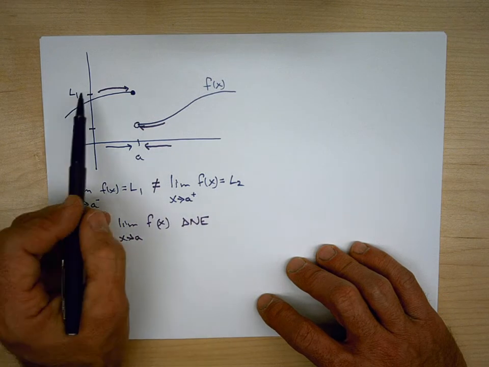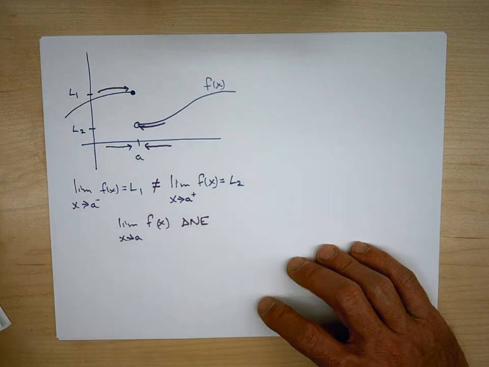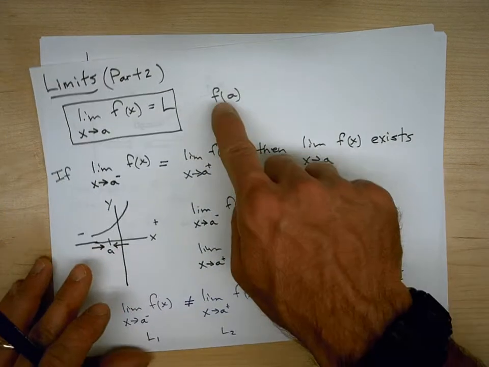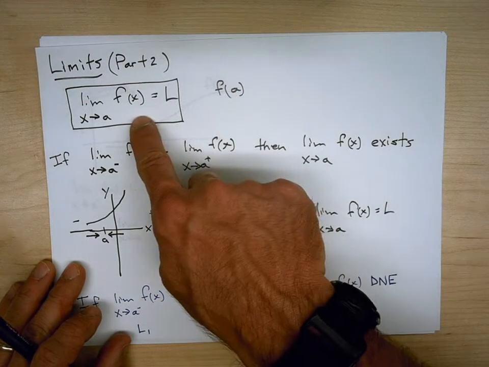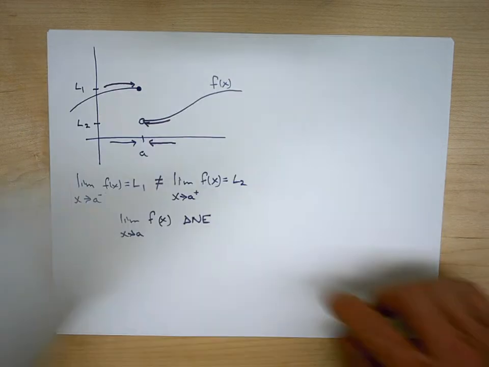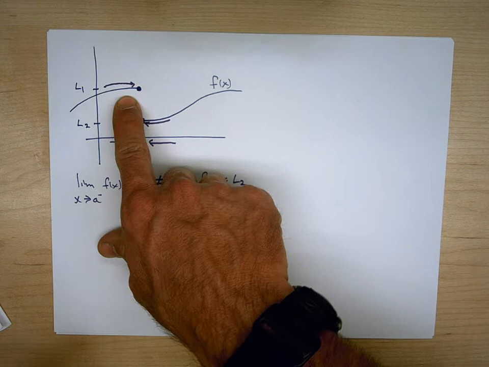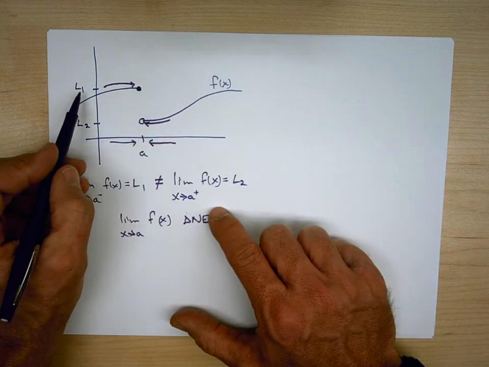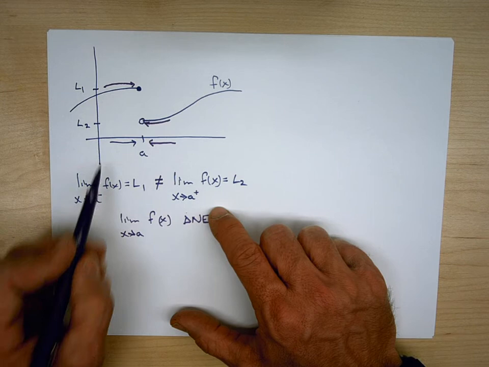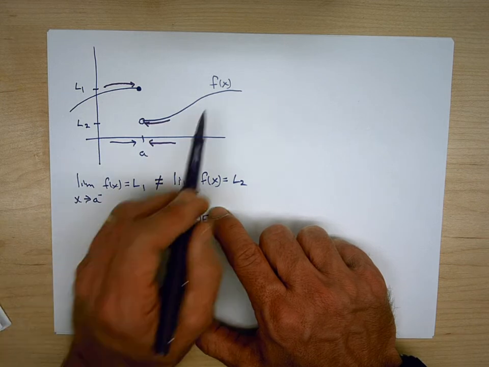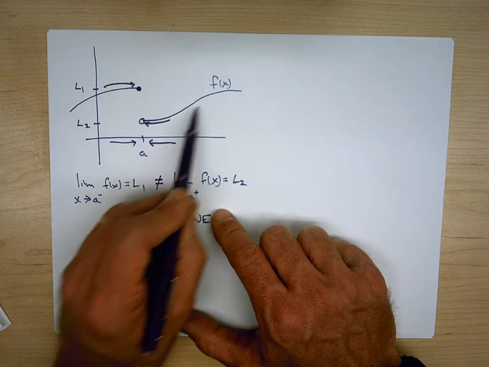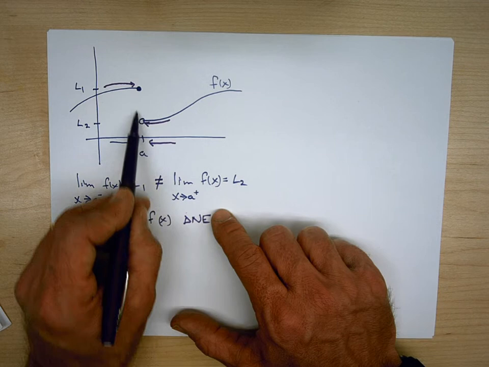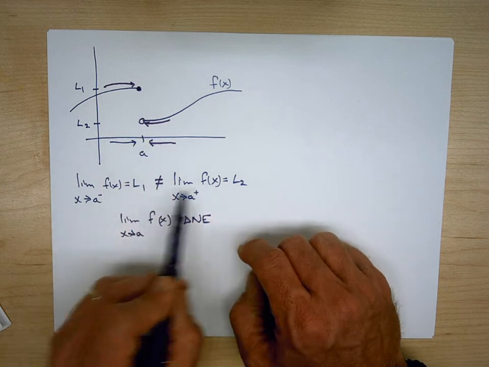All right. So just like we said before, that the function value has nothing to do with the limit existing, that's also true for one-sided limits. The fact that the function value is here has nothing to do with the fact that this limit is L1. We can see that from over here, right? Because in this case, the function value isn't there. It's up here, but the right-hand limit still exists.